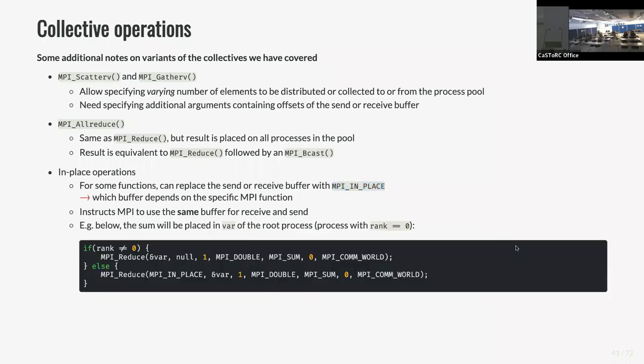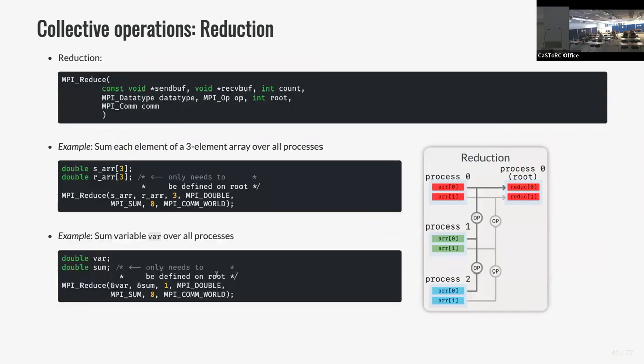Go back here. Yeah, here's another example of using MPI reduce, where you want the result to go into the same variable. Let me explain a bit better what I mean. So here you had var and you had sum, and you're going to do a reduction where the values of the variable named var are summed over all processes, and the result of the sum is going to be placed in the variable sum on the root process.